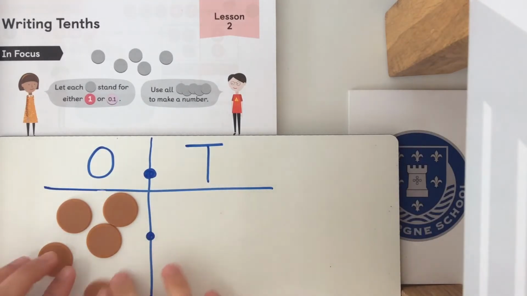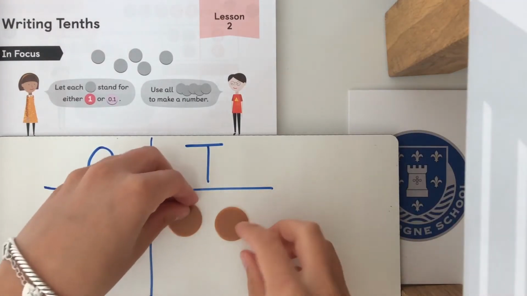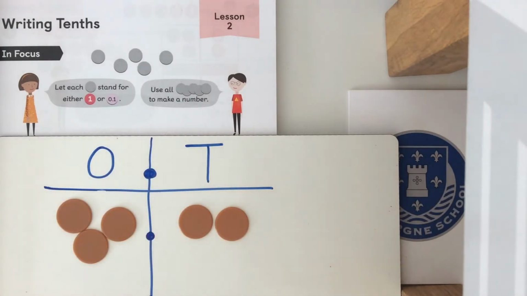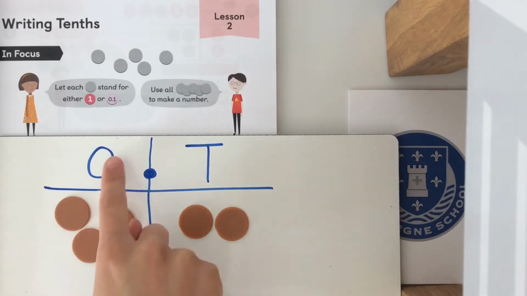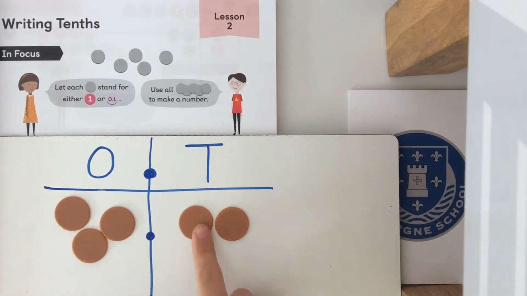Right, so I'm going to make you a number. What number have I created? So I've got 1, 2, 3 in my ones column, and I've got 1, 2 in my tenths column. So I've got 3 and 2. 3.2. Or 3 wholes and 2 tenths. 3.2. 3 and 2 tenths. Can you see that using the place value grid?